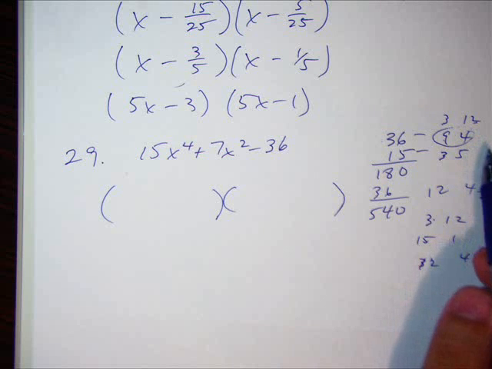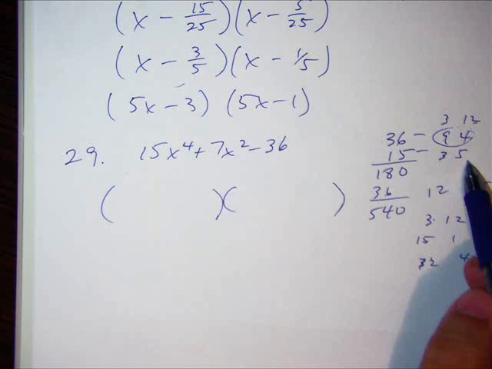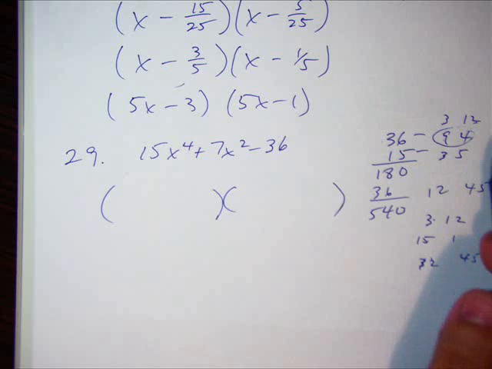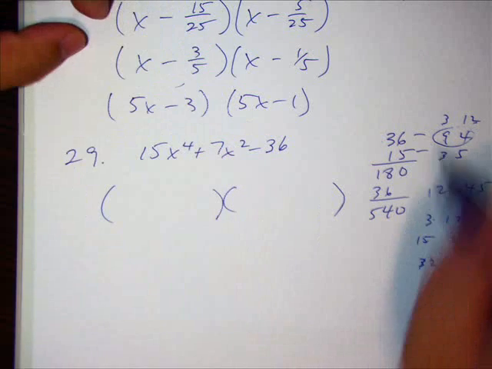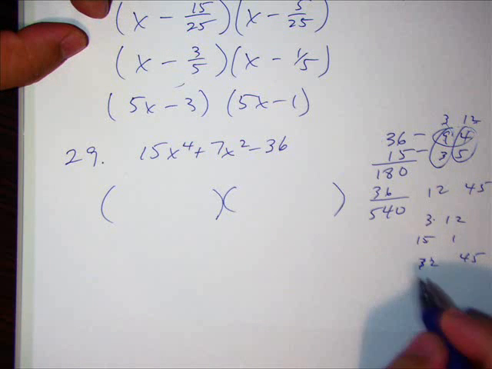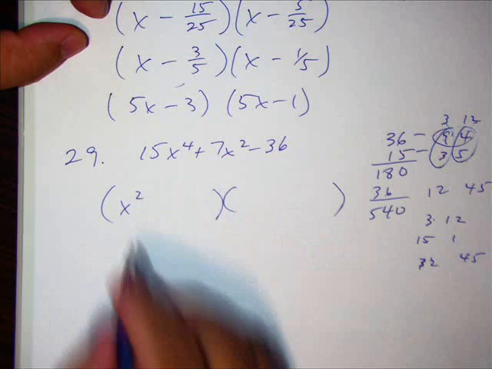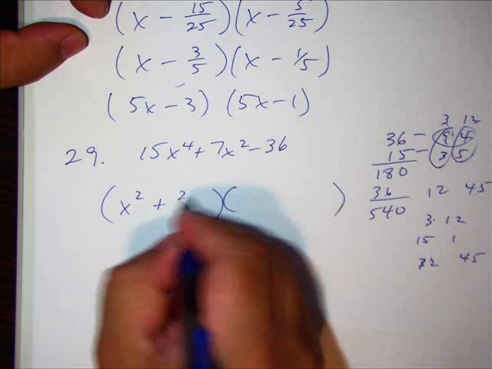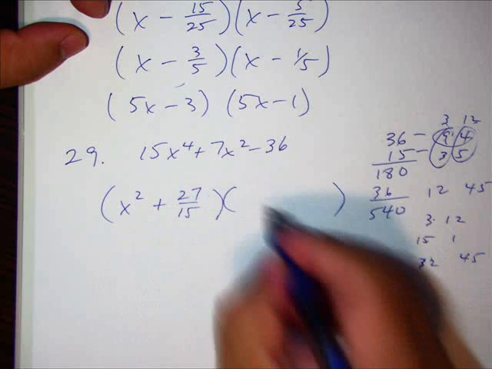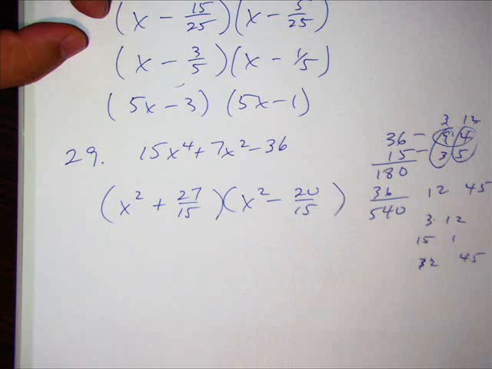Oh, or maybe I'm looking at the wrong thing. Maybe we'll go this way. How about 27 and 20? Ah, I bet you guys saw that, didn't you? Alright, so we can look at 27 and 20. So we want positive 27, negative 20. So we say x squared positive 27 over 15, x squared minus 20 over 15. Okay, sorry if you didn't catch that.